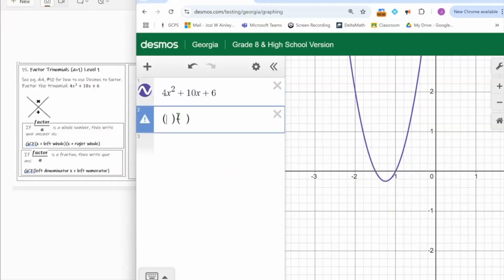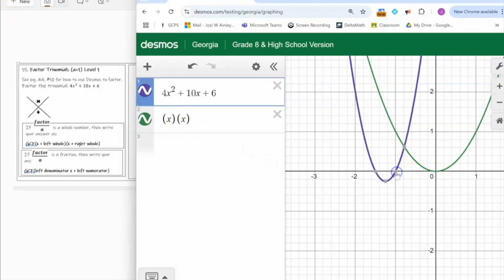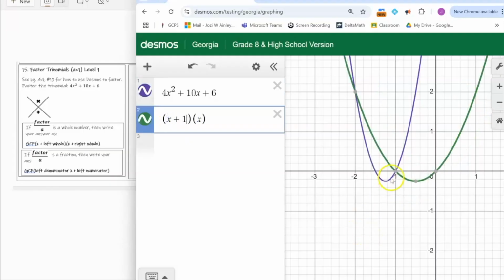I know that I should have 2 parentheses for factored form, right? And as soon as I do that, you see it goes off whack because I haven't put it in. So the key thing to remember is that you take your solutions, your roots, your zeros, or your x-intercepts, and you change them into factored form. If it's going into the parentheses or out of the parentheses, you change the sign. So we're going to change this from -1 to what? +1. And as soon as I did that, you see how that lined up? So I'm good so far.